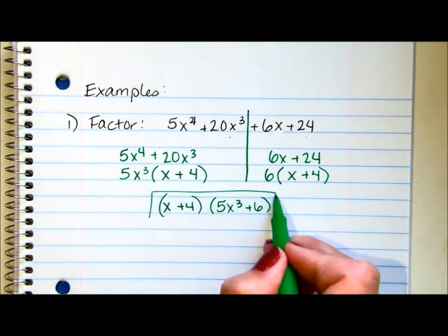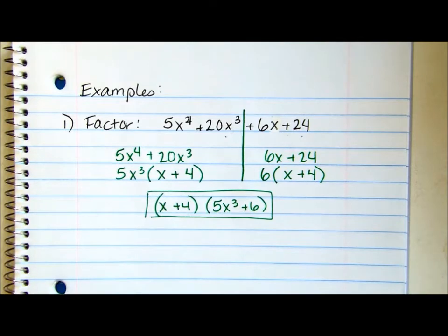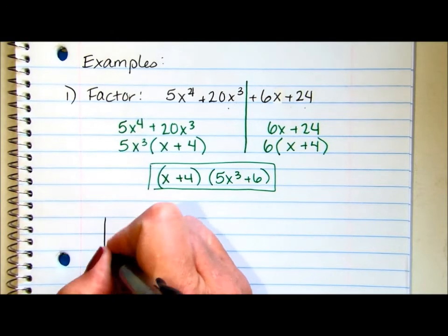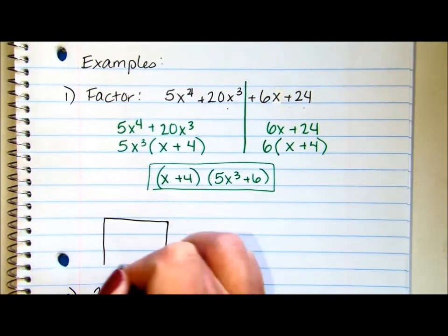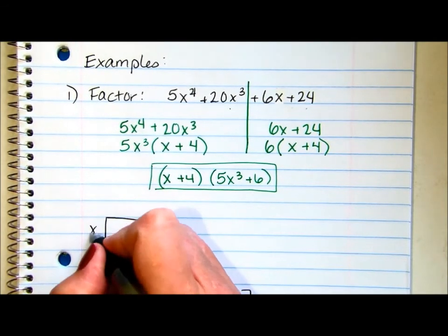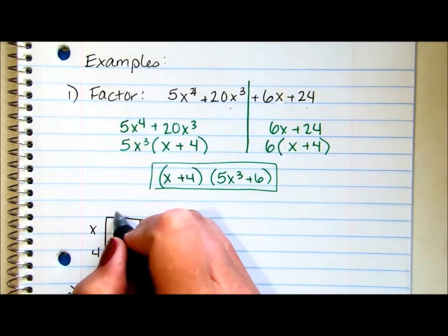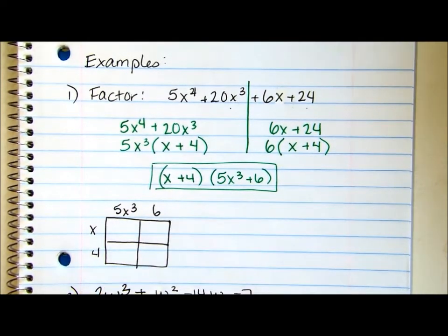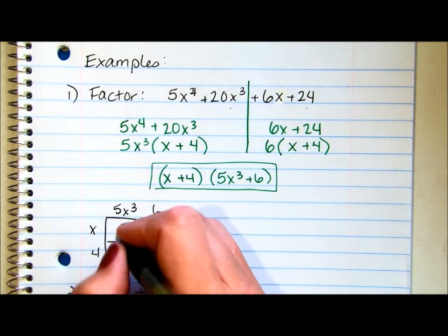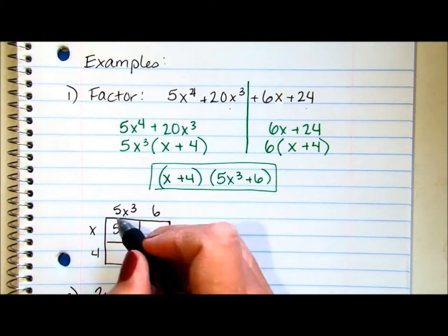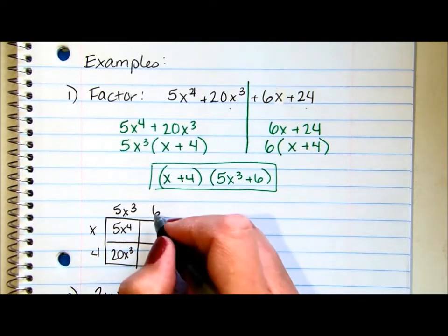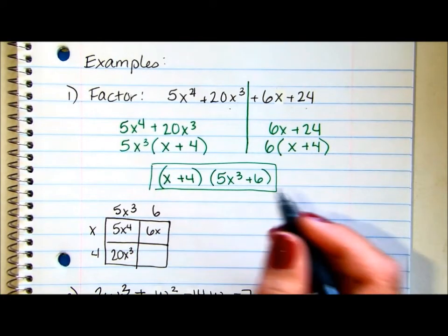Now, because we need to go ahead and also check our answer, I'm going to create a lovely little box down here to check that. And I'm now going to put x and 4 on one side, and I'm going to put 5x to the third and my 6 on the other. Now, multiplying these, 5x to the third times x is going to give me 5x to the fourth. 5x to the third times 4 is going to give me 20x to the third. 6 times x is going to give me 6x. And 6 times 4 is going to give me 24.